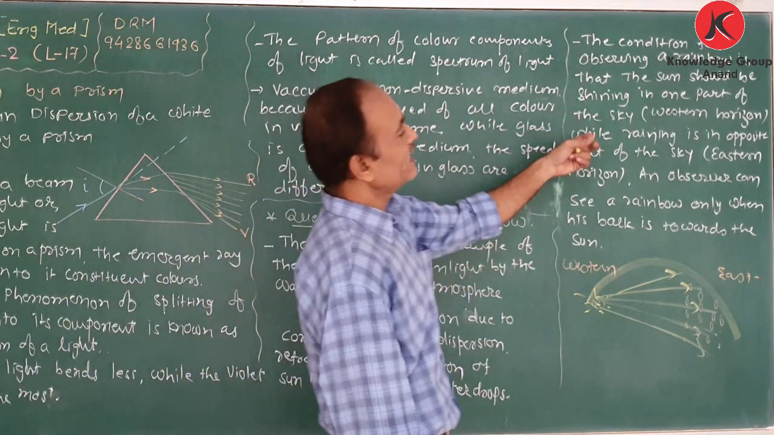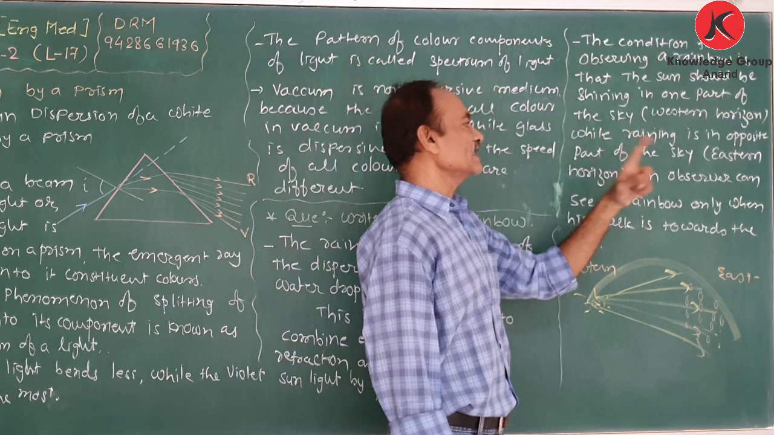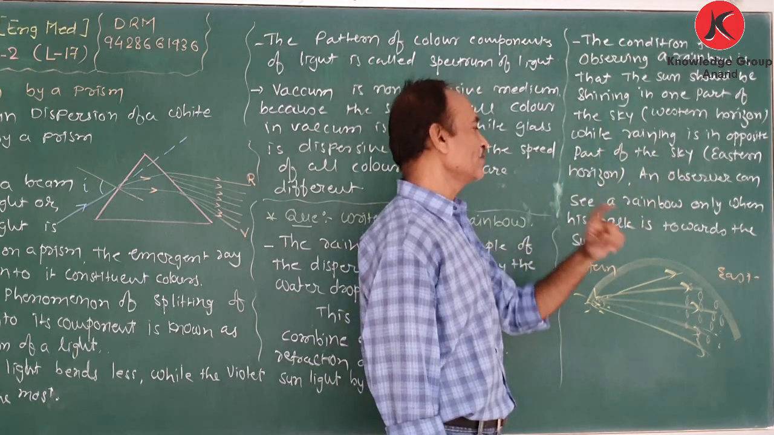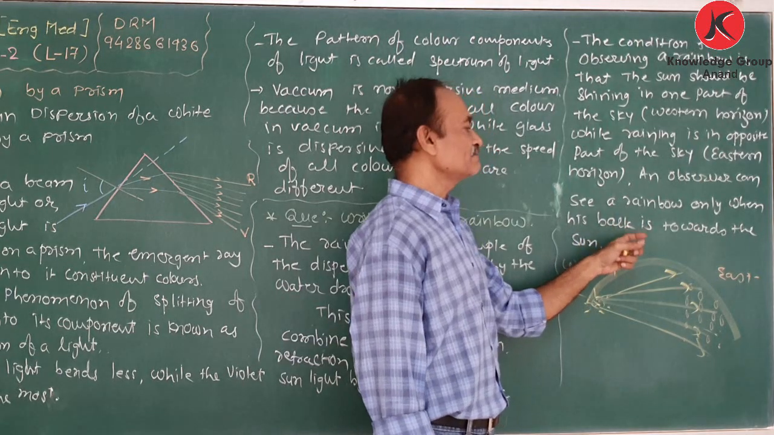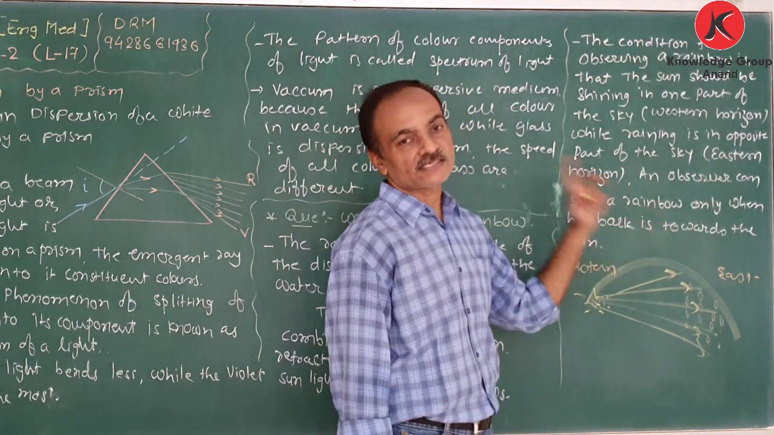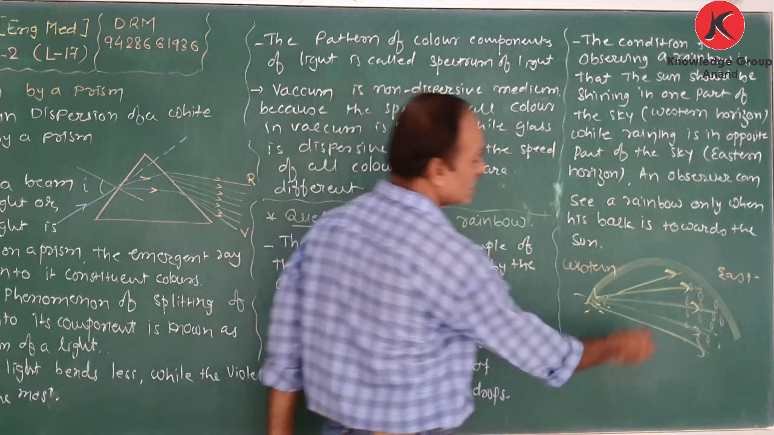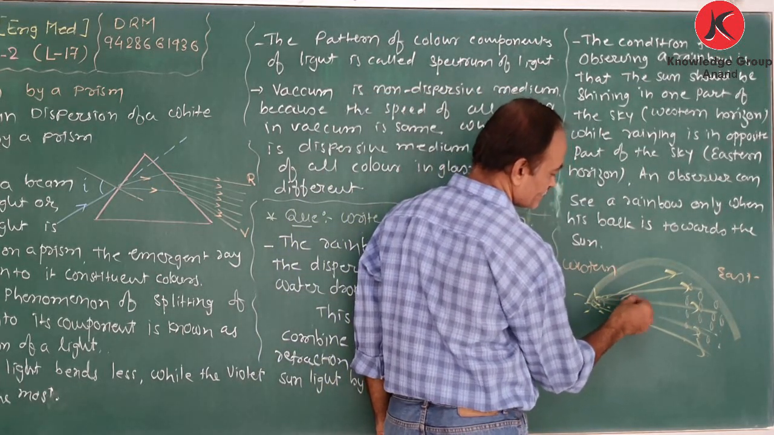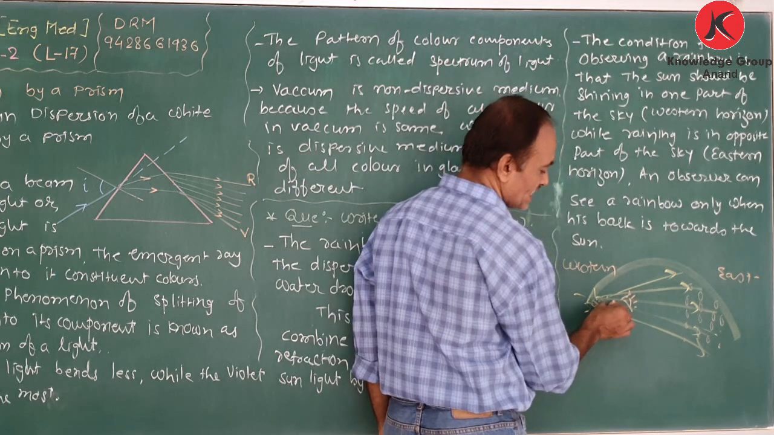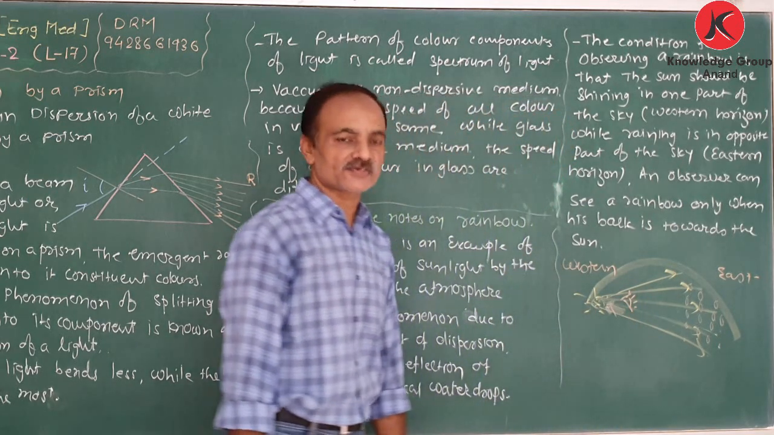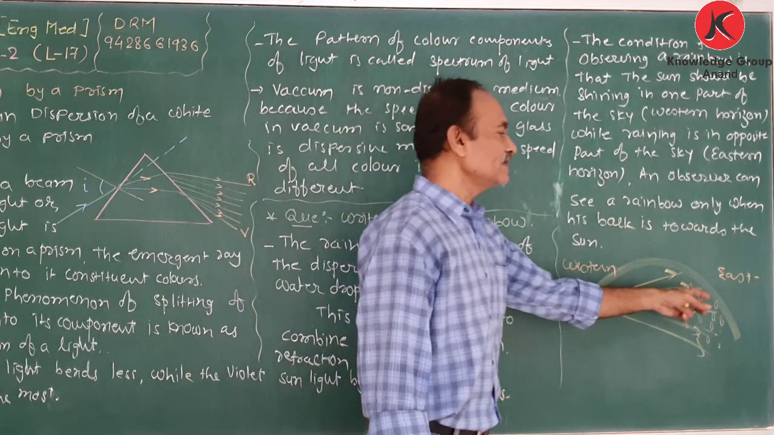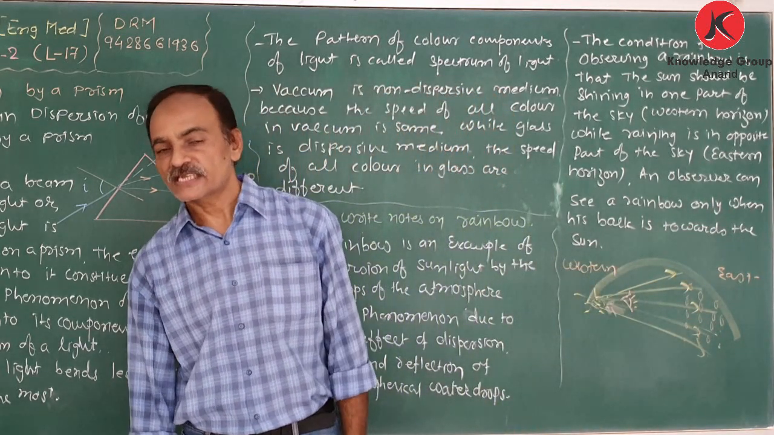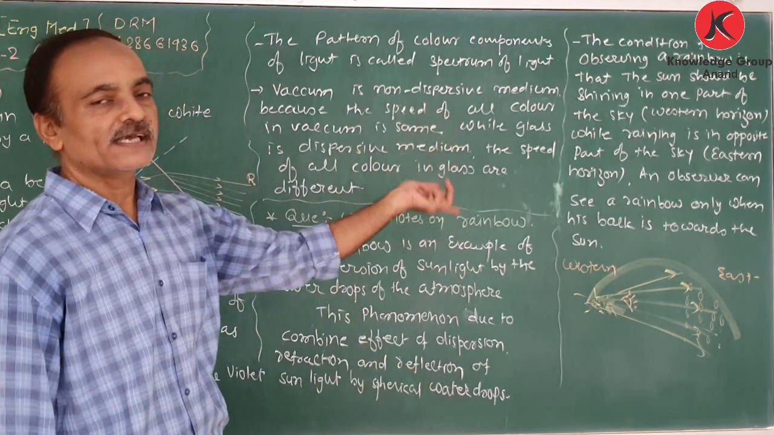Now, while the raining is in the opposite part of the sky, that means the eastern horizon, an observer can see a rainbow only when their back is towards the sun. That means the observer can only observe this position when their back is towards the sun. At that time, the observer can see the rainbow in the eastern region. So there is the condition for observing a rainbow.